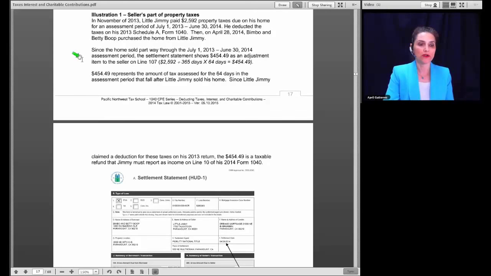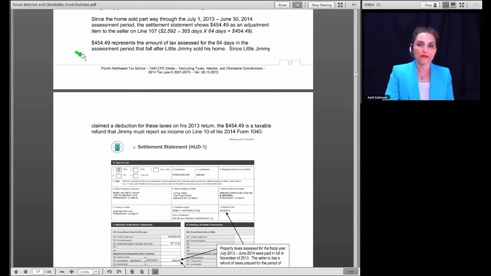So since the home was sold partway through the assessment period of July 1, 2013 through June 30, 2014, the settlement statement for the sale of this home shows an allocation of $454.49 as an adjustment item to the seller on line 107 of the settlement statement. And how do we get that number? Well, we take $2,592 for an entire year's assessment of property taxes and divide that by 365 days. And then we multiply that by the number of days that fall after Jimmy sold the home, which is 64 days.